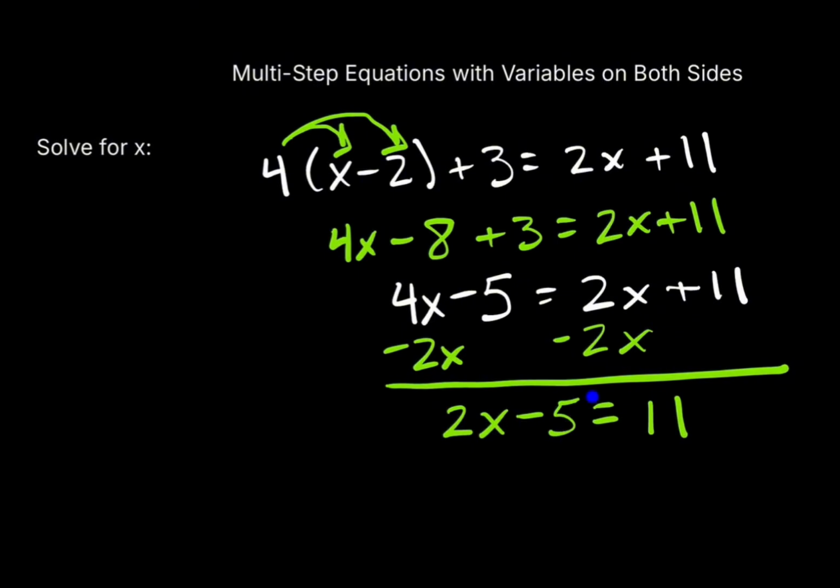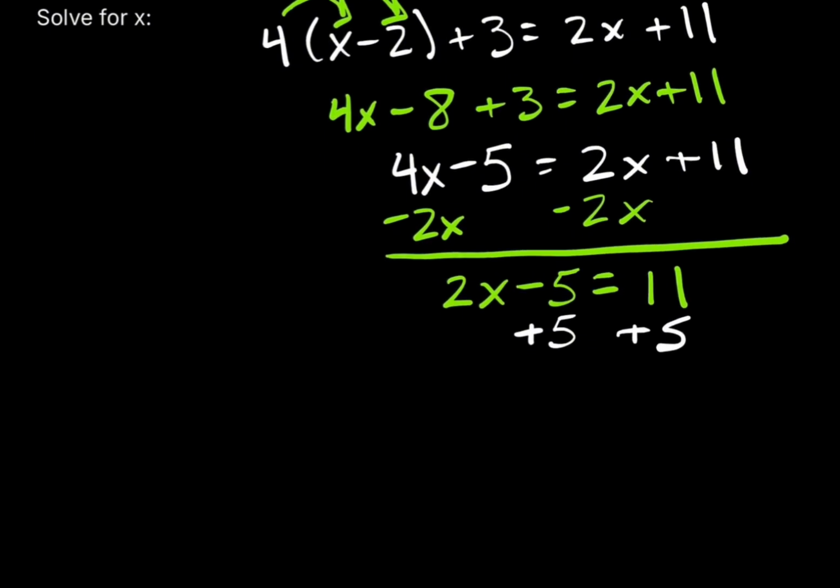Now I still see that I have a constant here, -5, and I can combine that with my 11 because those are like terms. So in order to combine those, I'm going to take my -5 and add 5 to both sides. And now I'm left with 2x equals 11 plus 5, which is 16. Now I've separated and combined my like terms.